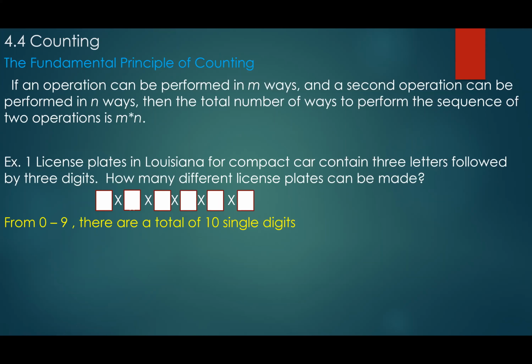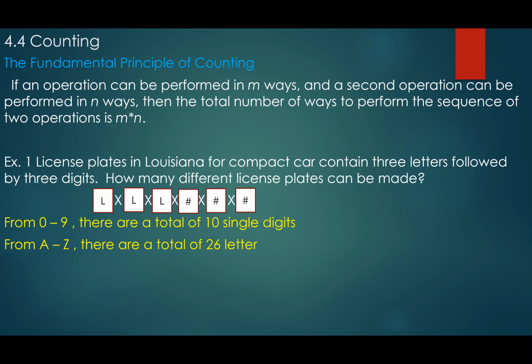But in this case, do you agree that the digits are from 0 to 9, there are 10 single digits: 0, 1, 2, 3, 4, 5, 6, 7, 8, and 9. There are 10 different single digits we have. And for the alphabet from A to Z, there are 26 letters, right? This is my letter and this is my number, so I have letter, times letter, times letter, times number, times number, times number. In this case, everybody see that I have 26 times 26 times 26.